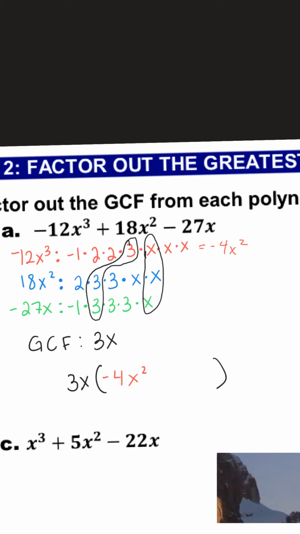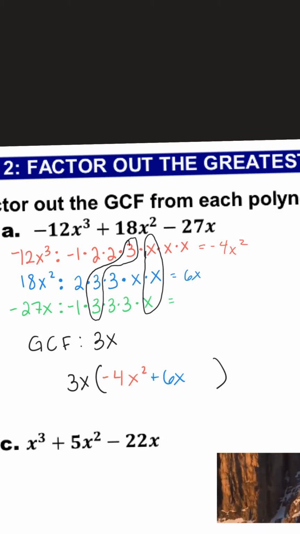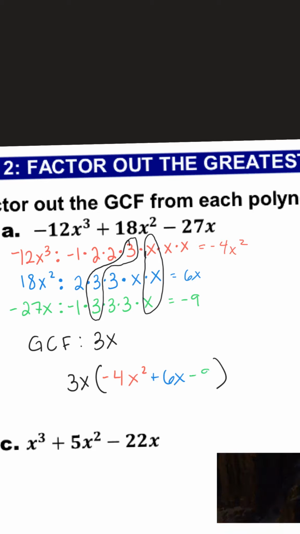Then what's left in blue that's not circled? 2 times 3 is 6 times an x, that gives me 6x. That's a positive, so I'll write plus 6x. And then what's left in green that was not circled is negative 1 times 3 times 3, so that's a negative 9. And there is no x left that's not circled, so minus 9.